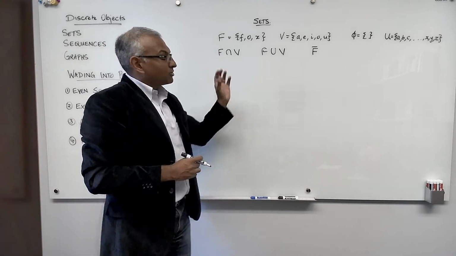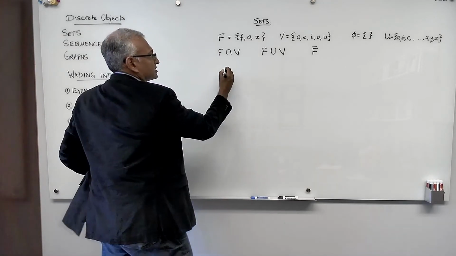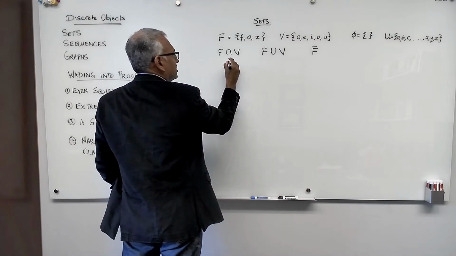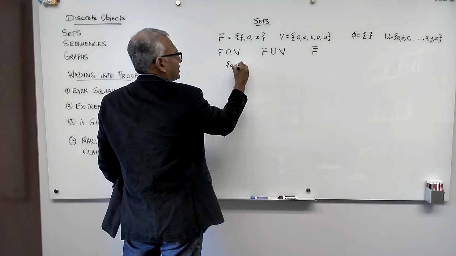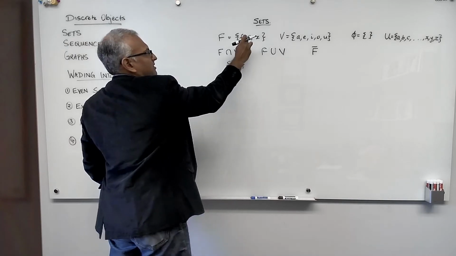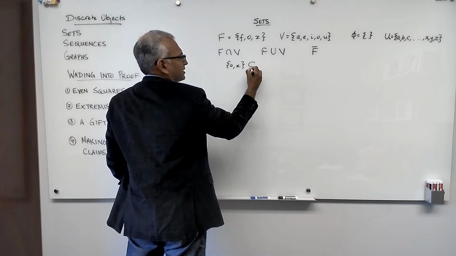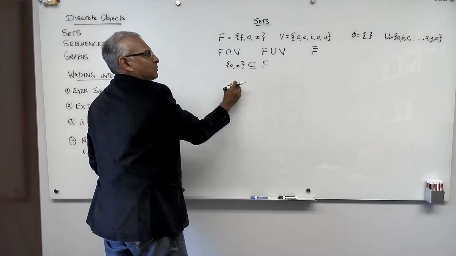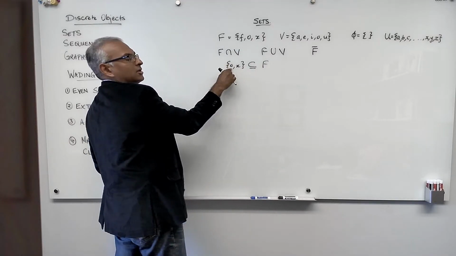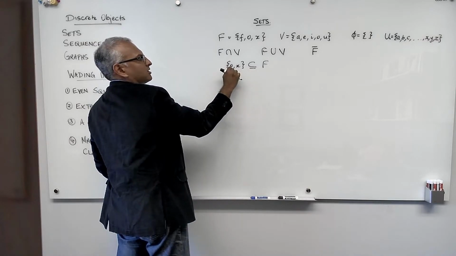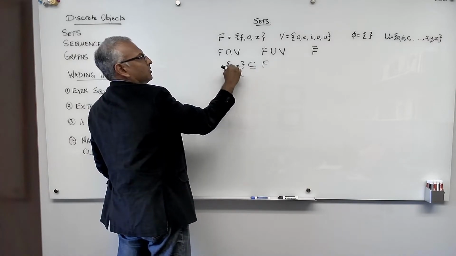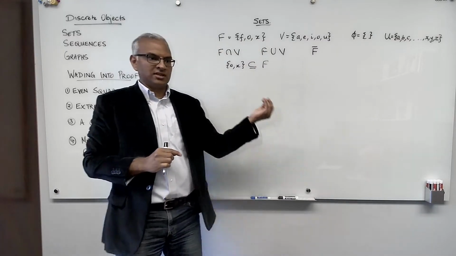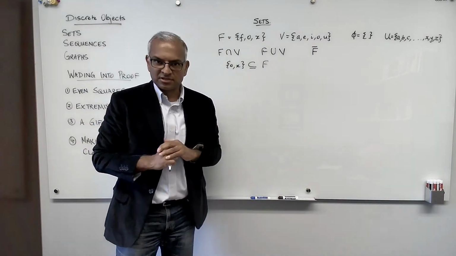We can talk about subsets of a set. So the set O, X is a subset of F. We write that as subset or equal to F. And what that means is that every entry in this subset, for example, O and X, is in F. O is in F, X is in F. So every entry in the subset is in the original set.